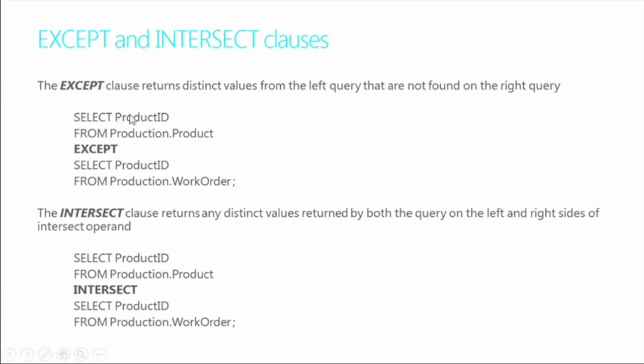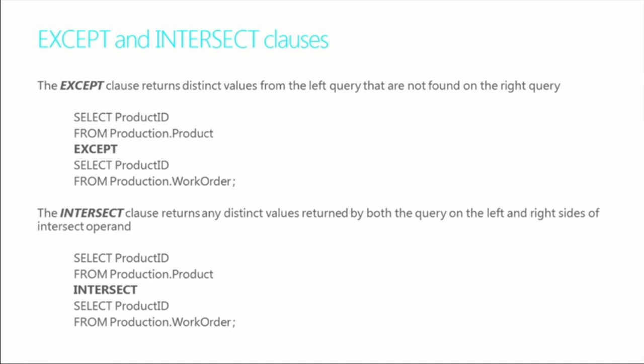So what I do is select product ID from the product table, except, and then select product ID from Production.WorkOrder. So it's going to return both of them for me. But anything that's matched, it's not going to return. That's a match. It's going to just do the distinct items. The intersect clause down here returns any distinct values returned by both the query on the left and on the right. By the way, they term it as left and right. The left is the first query, the one to the left of the intersect statement. Let's put it that way.